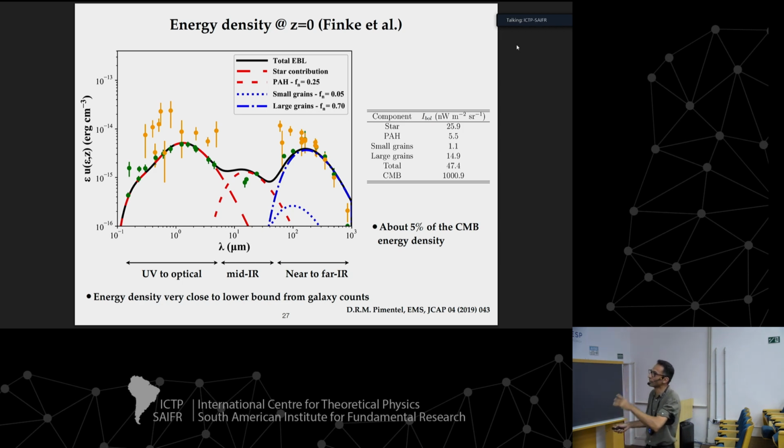This is not the only model. You will find several others in the literature. But the advantage of this one is that the physical interpretation is easier. You can clearly see where the emission is coming from for each component. Here there's an interesting comparison. You can ask, in terms of energy density, how does this EBL compare with the CMB? And we are talking about 5% of the energy density of the CMB. Okay, so of course the CMB dominates in terms of energy density, but we have a non-negligible contribution coming from starlight and dust.